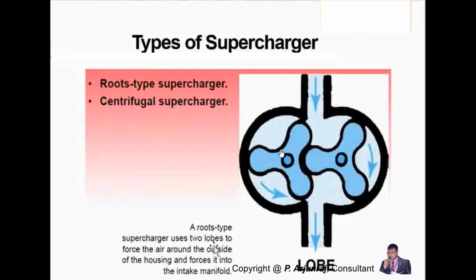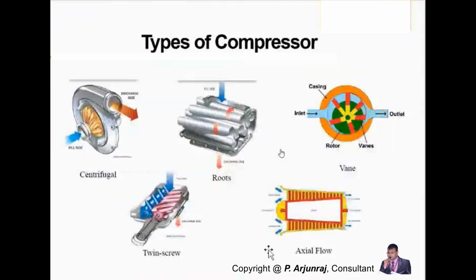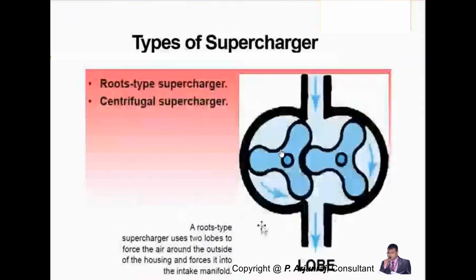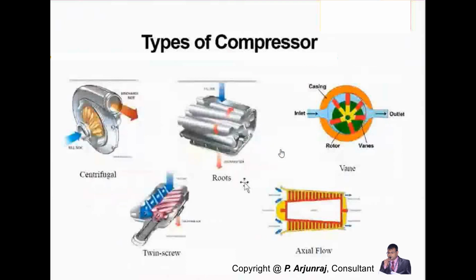What happens is they make sure that the force coming out is higher than the force coming before the lobes. So it forces the air into the intake manifold. That is the main purpose of going with the charger. And this is the root type I told you. Next one is the compressor type.